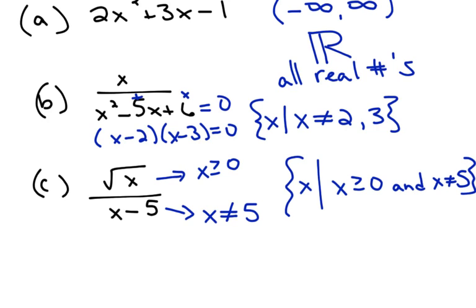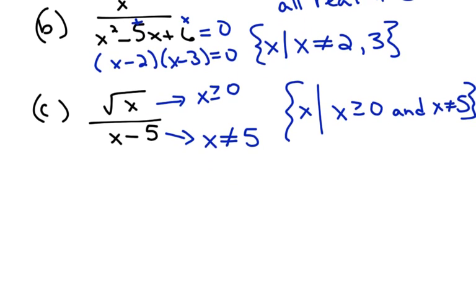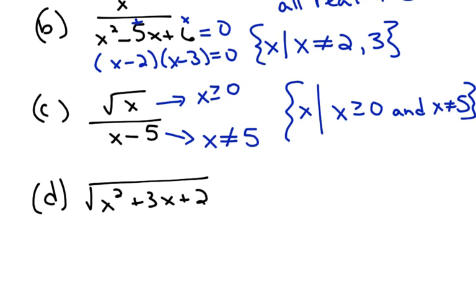I'm going to add a part D to this because there is another way of looking at the domain, and it's by looking at the problem on your graphing calculator. Now, let's say I want to know what the domain of the square root of x squared plus 3x plus 2 is. First of all, we know that this expression has to be greater than or equal to 0 because it's under a radical, and we know the square root of x has to be greater than or equal to 0. You can't have a negative number under the expression.